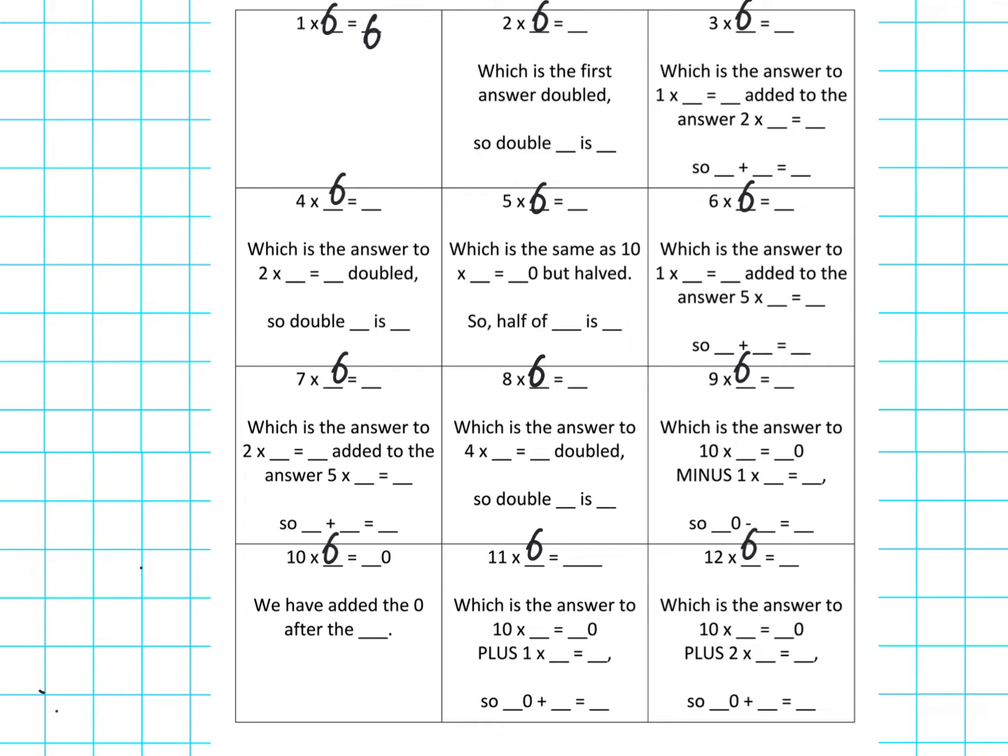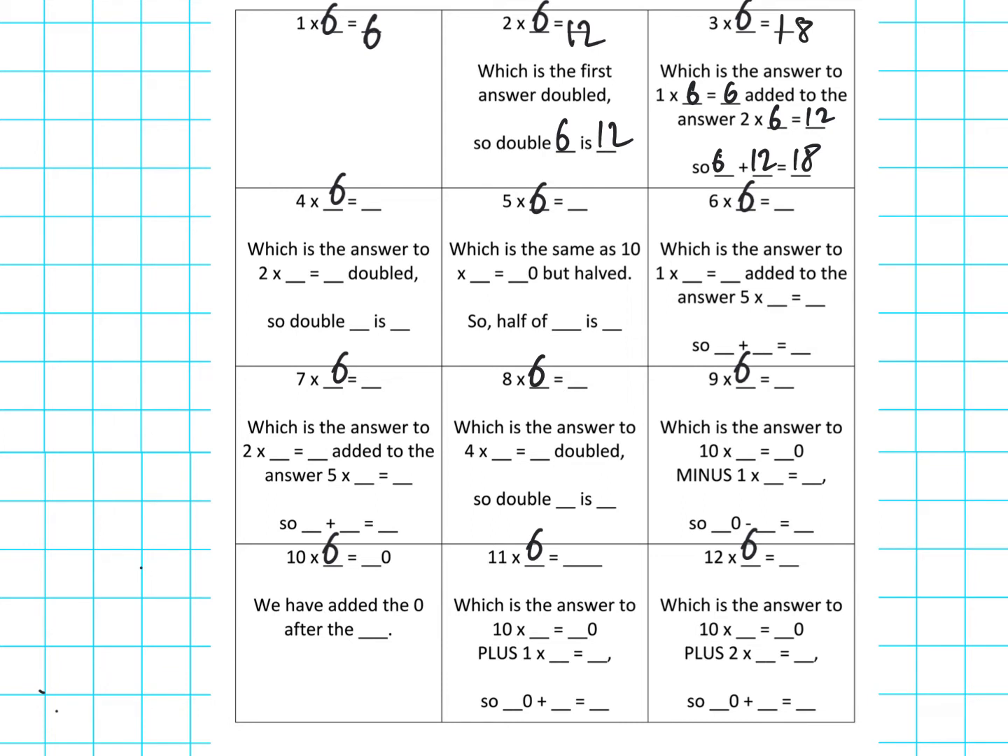So we can write this in here. So double 6 is 12. So we could put our answer in as 12. And then we've got 3 times 6. And if we follow the steps here, it says, which is the answer to 1 times 6? And that equals 6. Added to the answer of 2 times 6, which equals 12. So we can say 6 plus 12, and that's 18. So we know that 3 times 6 is 18.